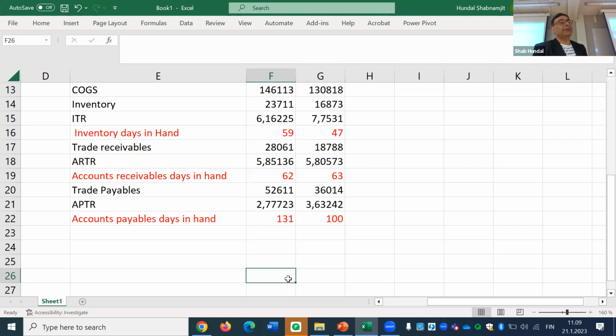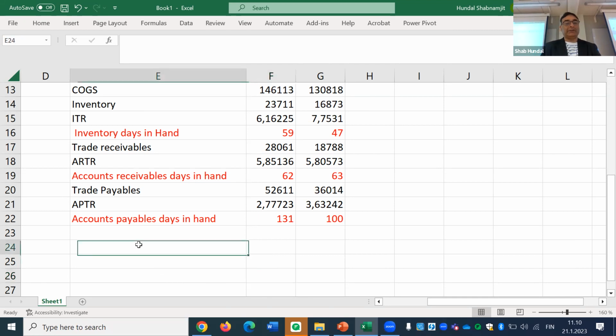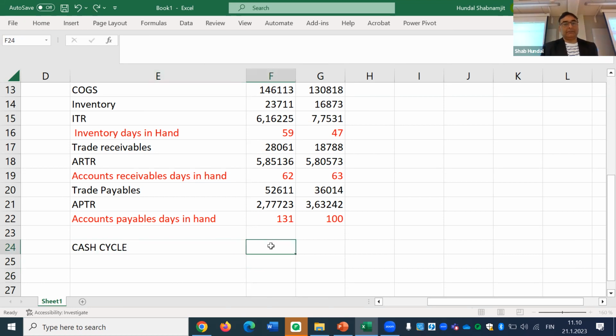Now, you remember that there are certain ratios when it comes to the days. I put them in the red. There's a reason for it, because I want to find an indicator called cash cycle. Cash cycle means if I want to make some kind of estimate of how many days of cash I must have in my current account so that I can finance my future activities. That is called cash cycle.